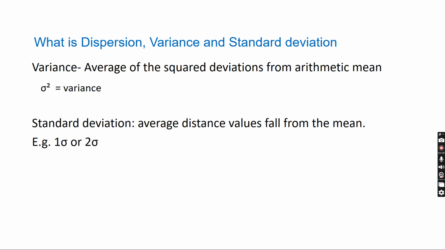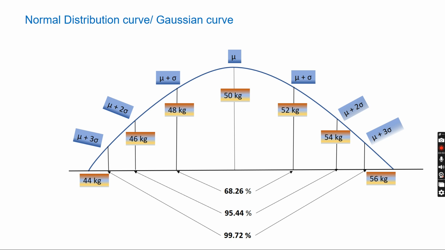The Greek letter sigma. So we can have 1 sigma on the right or 2 sigma, or -1 sigma or -2 sigma on the left hand side. Now, look at this normally distributed curve. This curve was named after Gauss, who had presented this normally distributed curve. Now, what are the important properties is what we will understand.